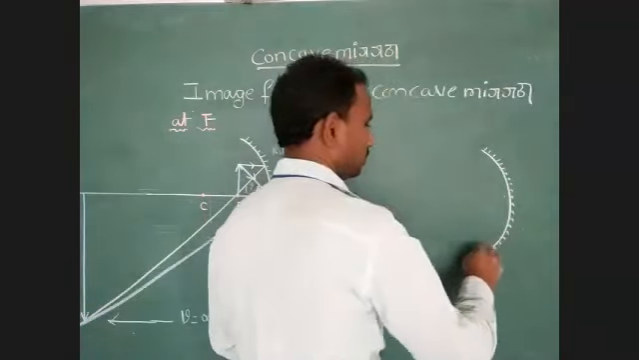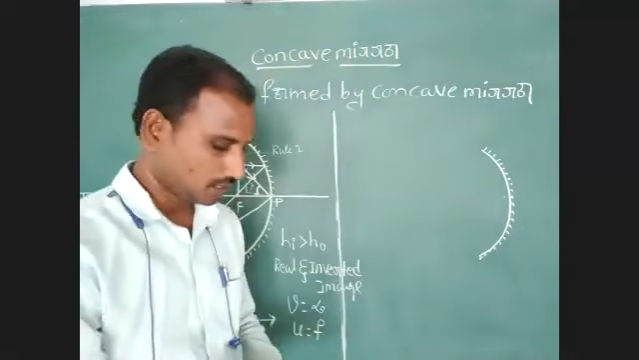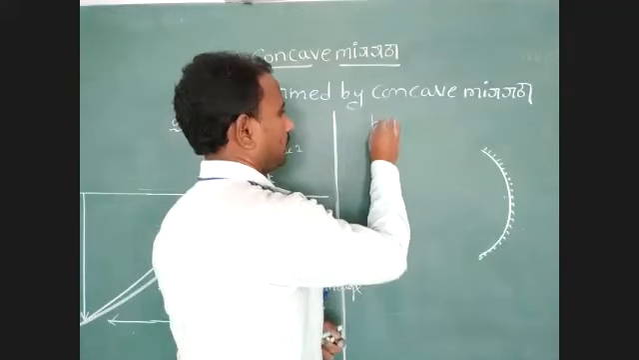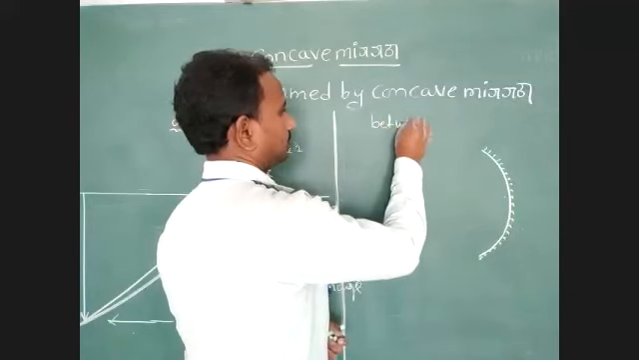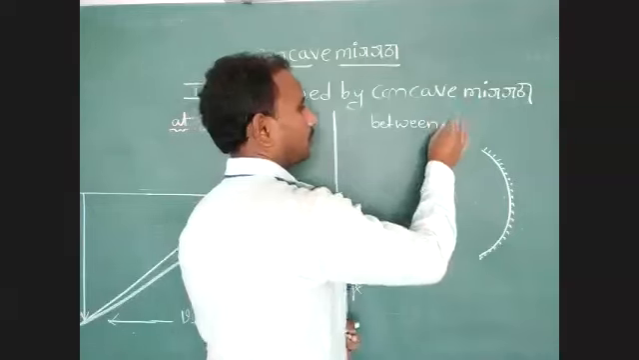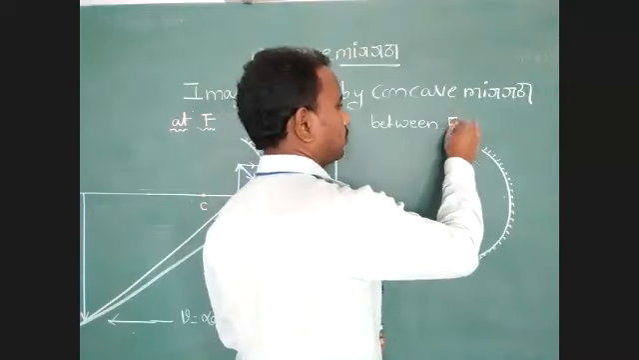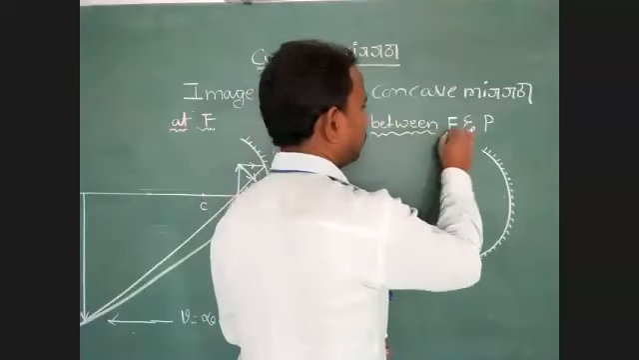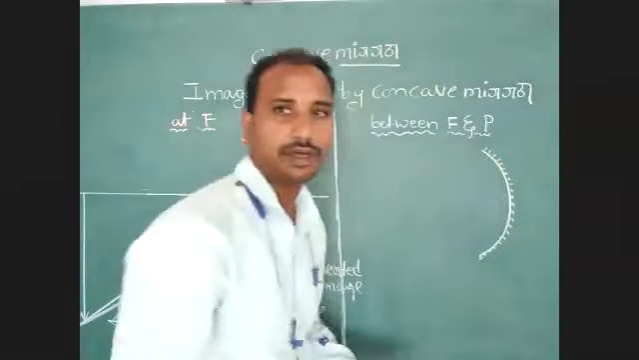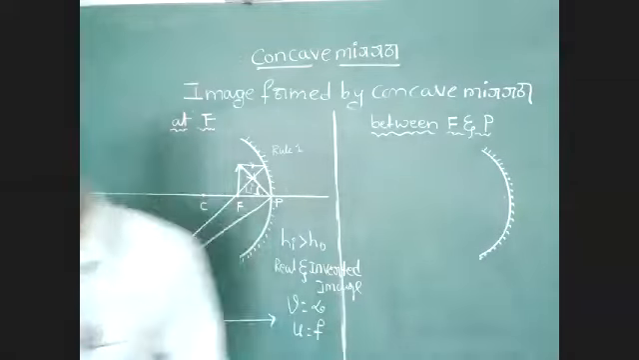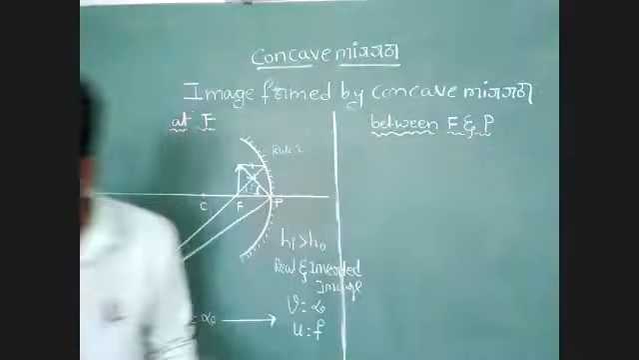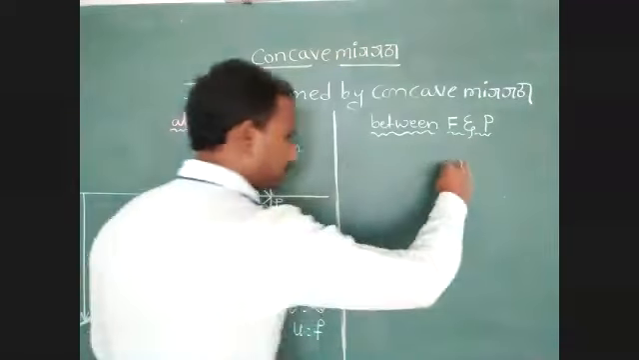Where is the position of the object we consider now? Here, consider the position of the object between principal focus and pole. Principal focus and pole. Just identify. So here consider the position of an object between principal focus and pole.